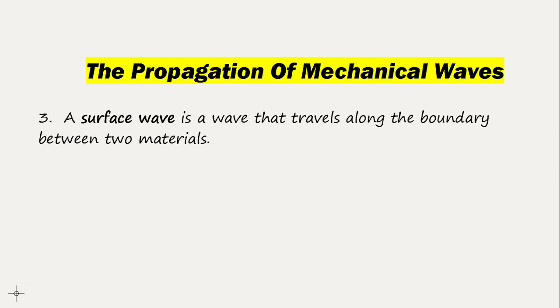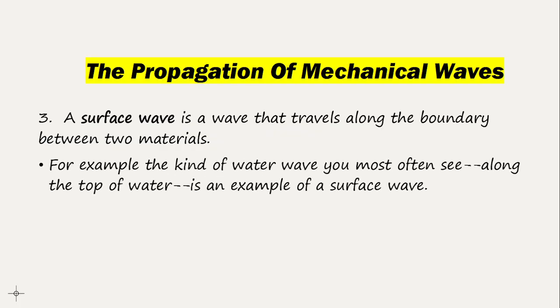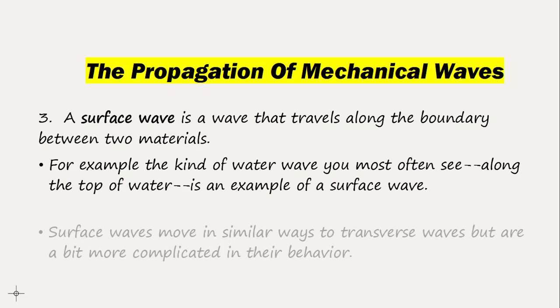The other propagation of mechanical waves is the surface wave. This is the kind of wave that travels along the boundary between two materials. From the word surface wave, it means a wave that travels along the upper surface of the given material. For example, the water wave you often see along the top of water is an example of a surface wave.